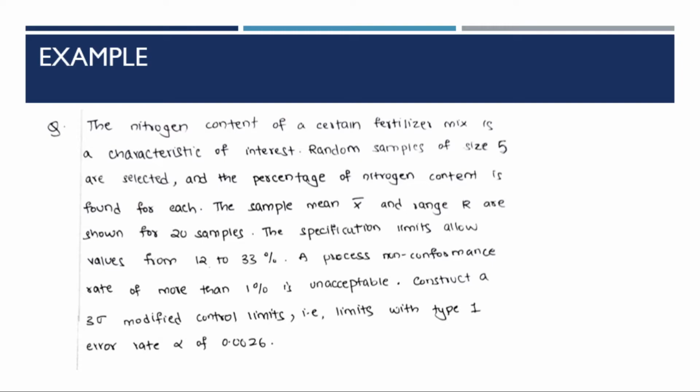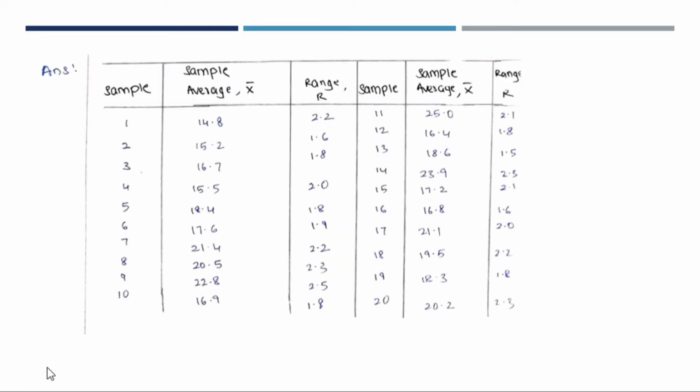Thank you, Mihir. I am going to take you through a solved example to understand how to construct a modified control chart and modified control limits. As Mihir said, we have to keep in mind our aim, which is to find a range for mu such that our process nonconformance lies in a range of delta with a type 1 error of alpha, which is given to us. Now in this problem, we need to find the nitrogen content of a certain fertilizer mix given delta, which is 1%, and alpha, which is 0.0026. Our specification limits are also given as 12 to 33%.